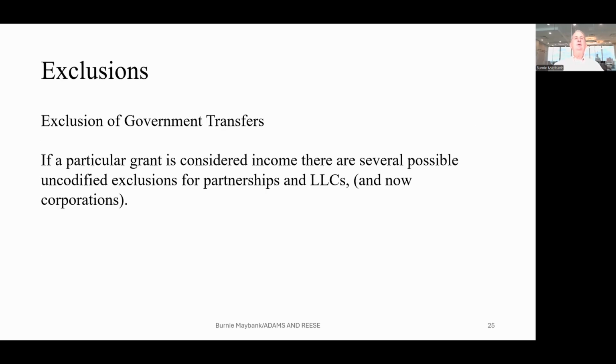So we do have, partnerships have arguably always been subject to taxation. Partnerships and LLCs for incentives. Corporations were previously not until 2017. So there are several non-codified doctrines or exclusions where, if the IRS came and said, why haven't you paid income tax on these wonderful incentives? There are some uncodified exclusions for partnerships and LLCs and now corporations.